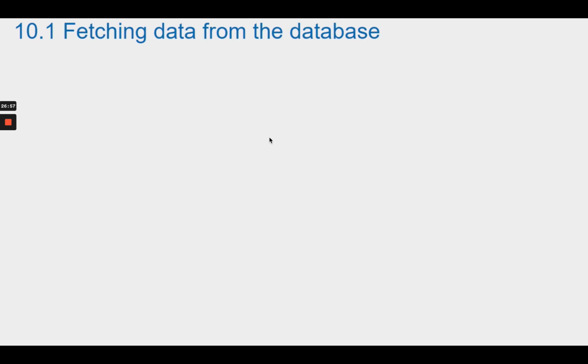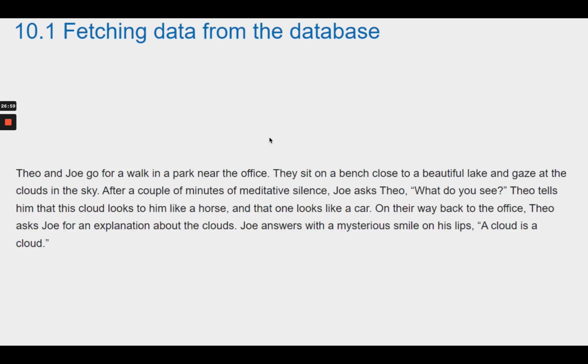Section 10.1. Fetching data from the database. Theo and Joe go for a walk in a park near the office. They sit on a bench close to a beautiful lake and gaze at the clouds in the sky. After a couple of minutes of meditative silence, Joe asks Theo, "What do you see?" Theo tells him that this cloud looks to him like a horse, and that one looks like a car. On their way back to the office, Theo asks Joe for an explanation about the clouds. Joe answers with a mysterious smile on his lips. A cloud is a cloud.